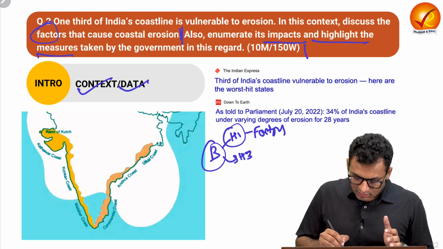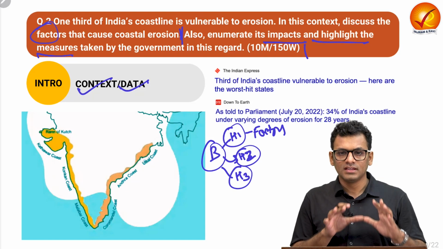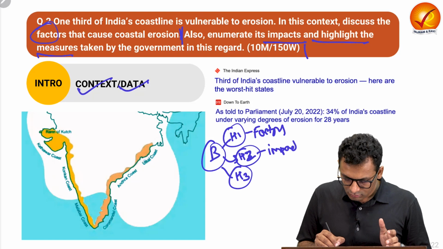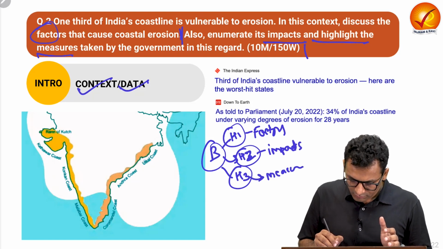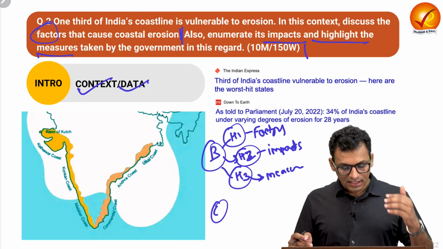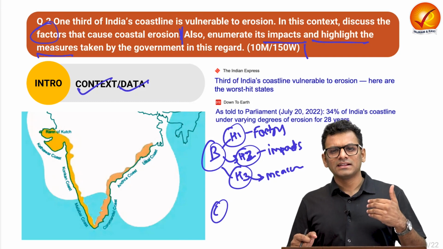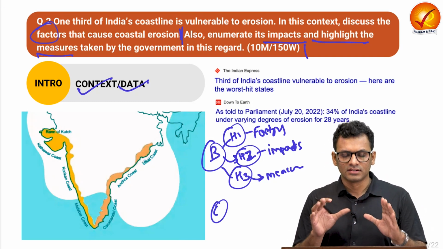As there are 3 demands, you have to create the structure of the body in similar fashion. In heading 2, you can talk about the impact. And in heading 3, you can talk about the measures. And lastly, in the conclusion, again, you have the opportunity to provide certain way-ahead points or integrate certain government initiatives with how exactly coastal erosion has been resolved.